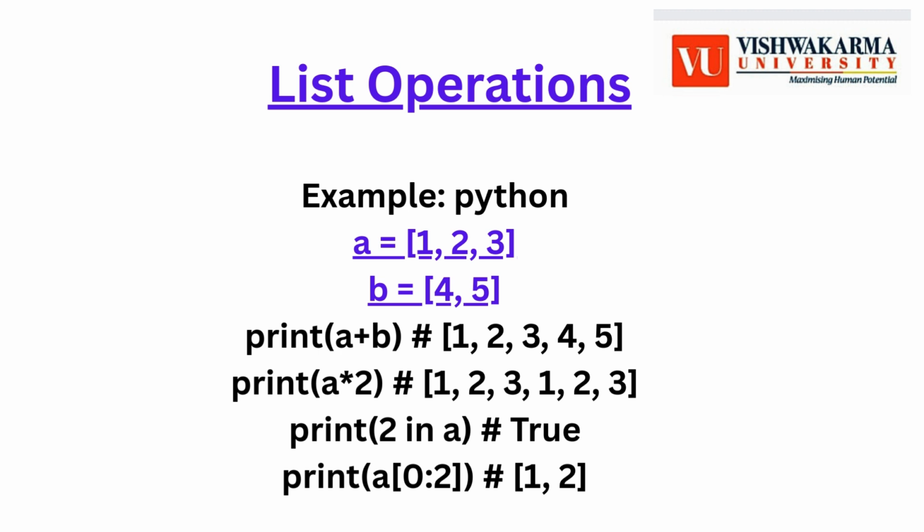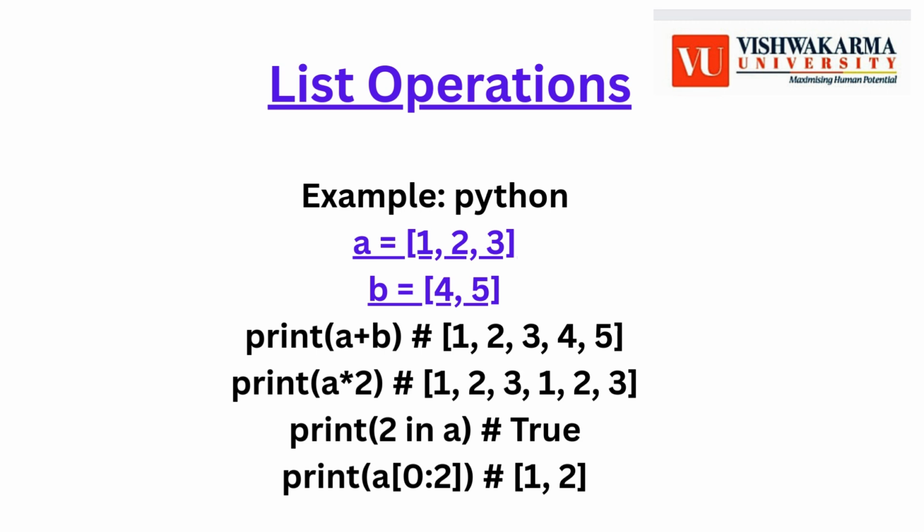In Python we have taken two lists: first, a is equal to 1 2 3, and b is equal to 4 5. If we print a plus b, what happens? We have done concatenation, combining lists using addition, that is a plus b. So we will get the a list printed first, and after that the b list. So the list we get is 1 2 3 4 5.